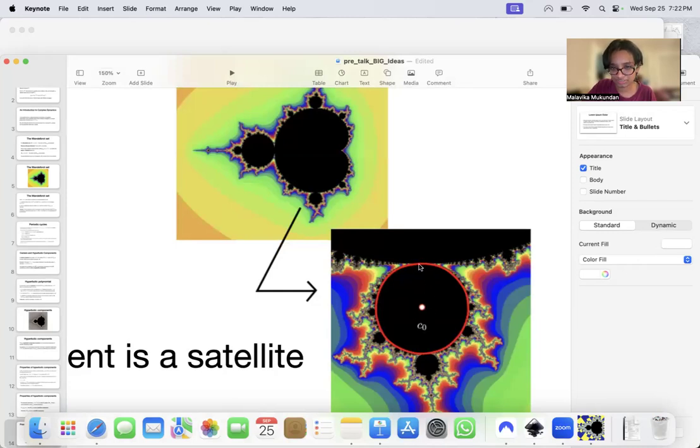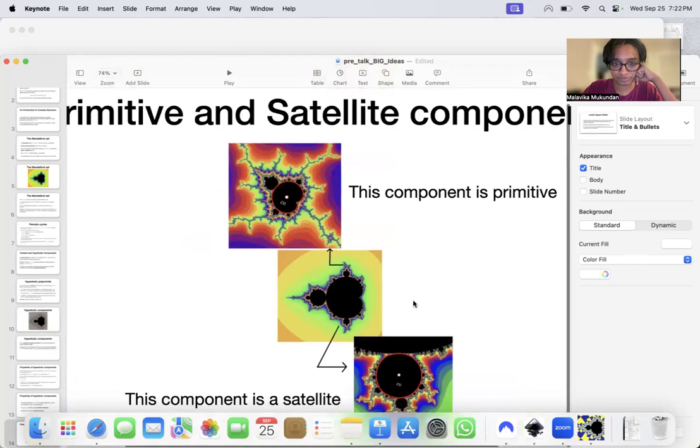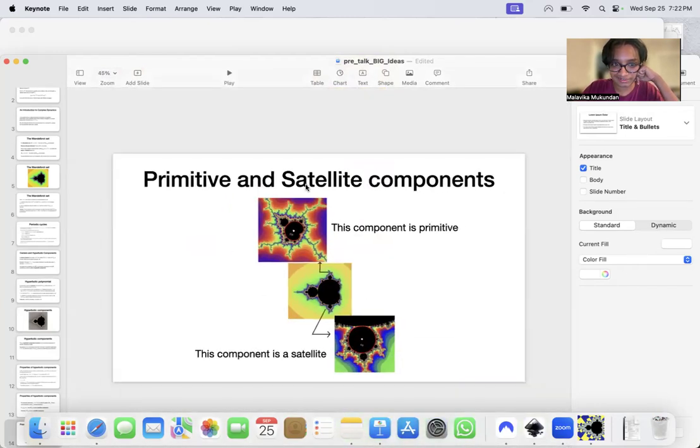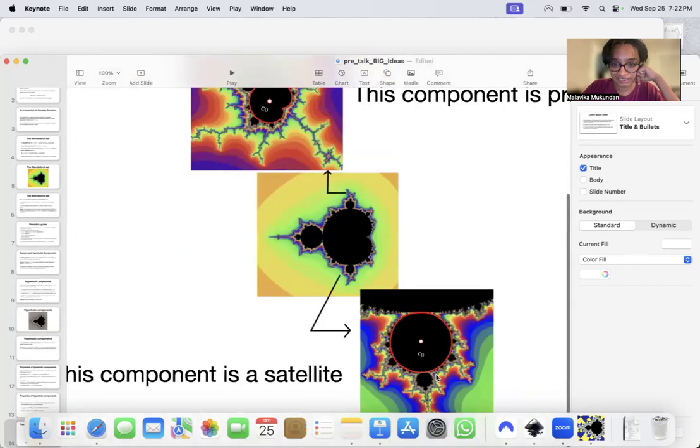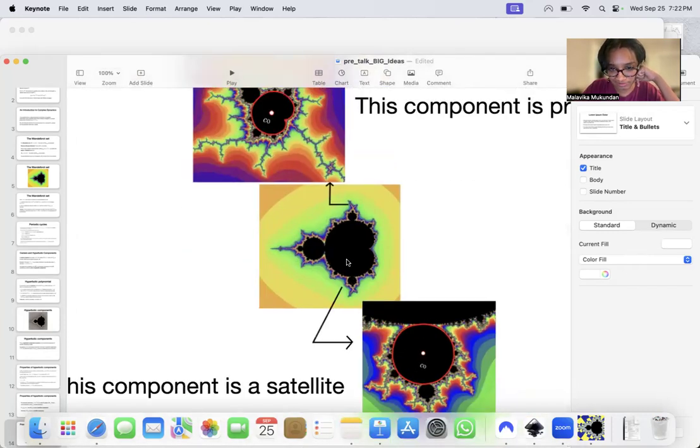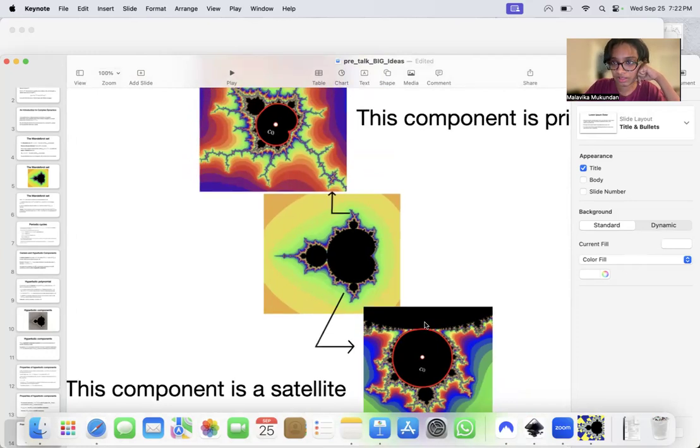And if I go towards its boundary and look at this point, I'll see that that point has a periodic, a parabolic cycle of period 1. It's not a period 3 anymore. So the distinction between satellite and primitive components is that primitive components are sort of detached. Satellite components are attached to bigger hyperbolic components. So this component is attached to the bigger one. The root is a cut point between them.